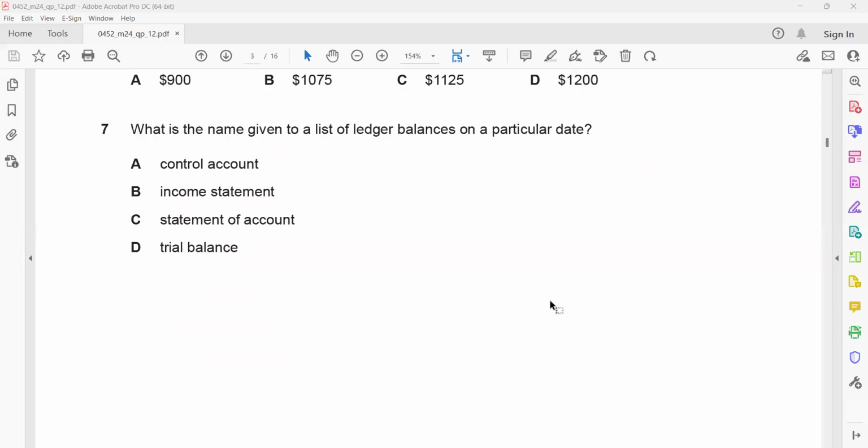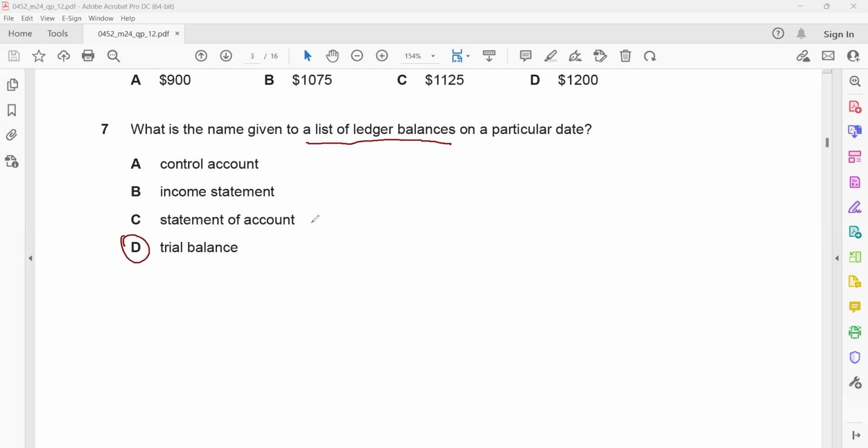Okay, question 7. What is the name given to a list of ledger balance on a particular date? So a list of ledger balance means that trial balance. So the answer should be D.